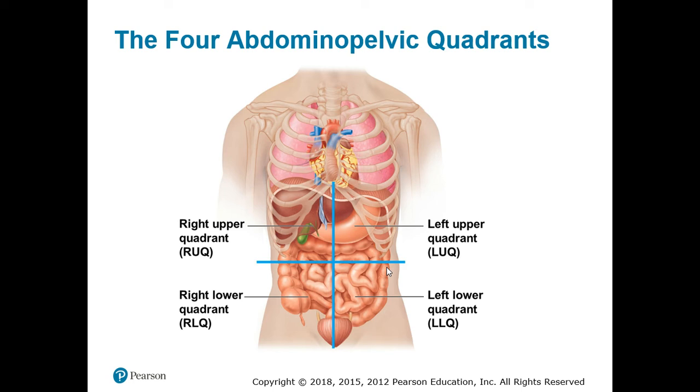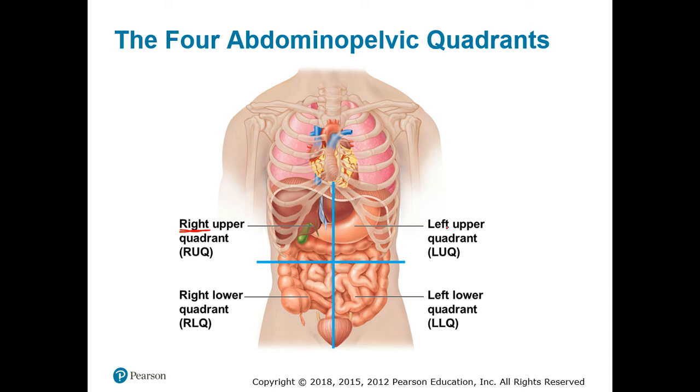Here are your 4 abdominal pelvic quadrants. These are quite simple. What confuses most people is the right and left part. Note that here it says right upper quadrant, but it's on the left side of the paper. And that's because when we look at images in A&P, they're always going to be mirrored images.